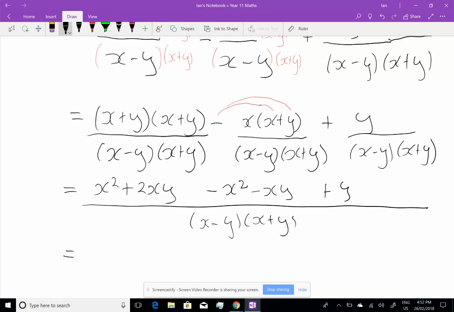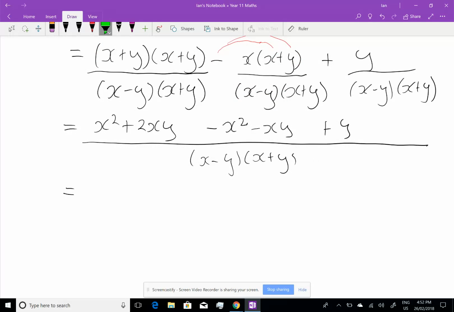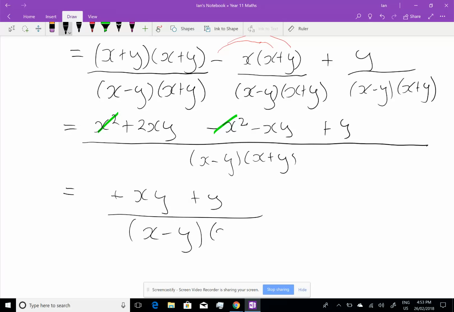So what do I get? Well, x squared minus x squared goes. 2xy minus xy gives me 1xy. I got plus a y over x minus y, x plus y. And that's not the answer. I must have messed up. Don't make me do this whole thing again.